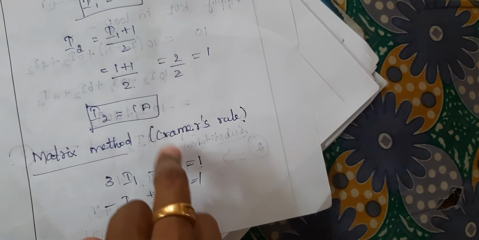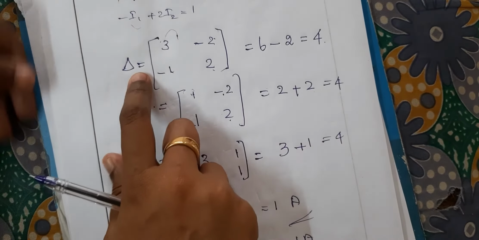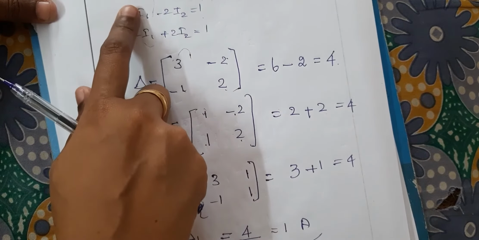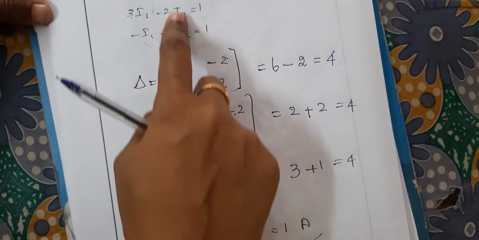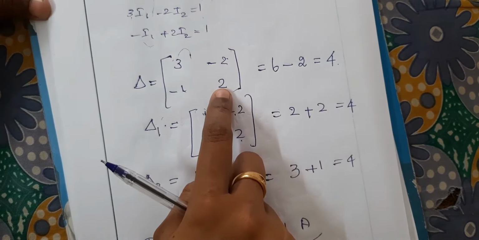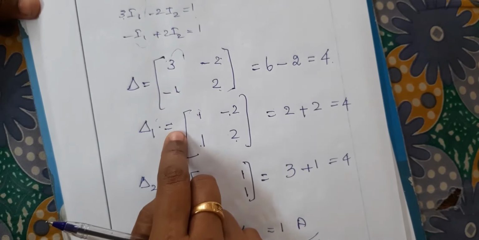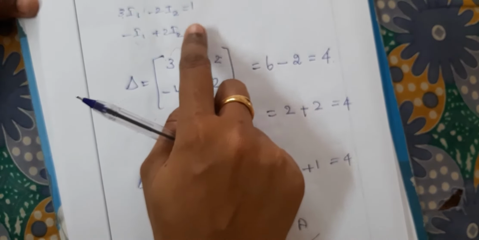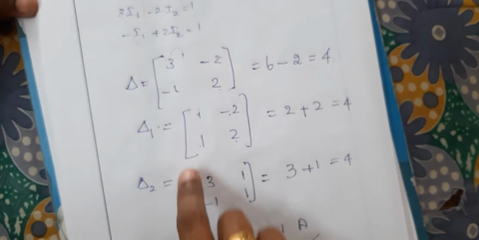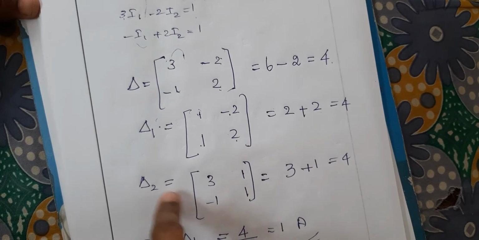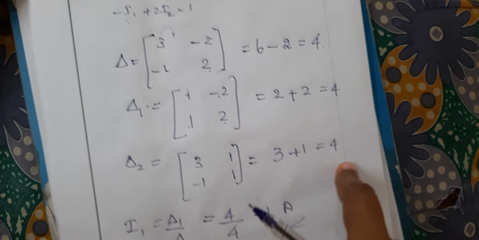Next we solve using Cramer's rule, the matrix method. Taking the 2 equations, first find del. Write the coefficients of I1 and I2. The coefficients of I1 are 3 and minus 1, and the coefficients of I2 are minus 2, minus 2. For del 1, in the first position we write the values from the other side of the equal sign, 1 and 1, with minus 2, minus 2. After solving we get 4. For del 2, write them in the second position, and I also got 4.